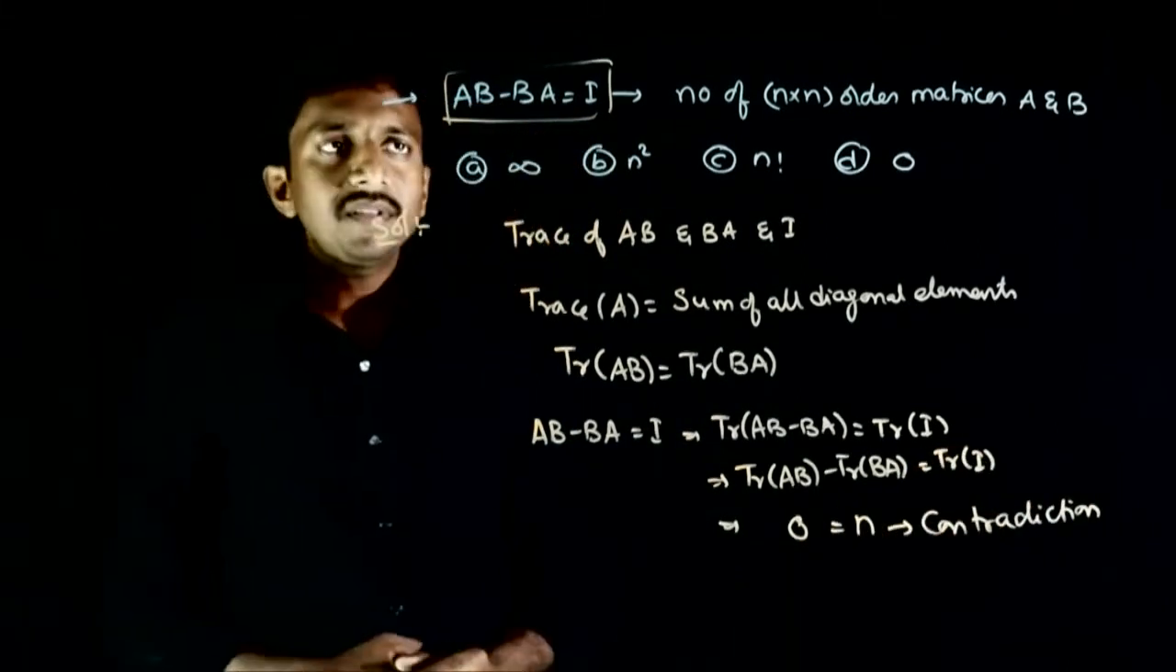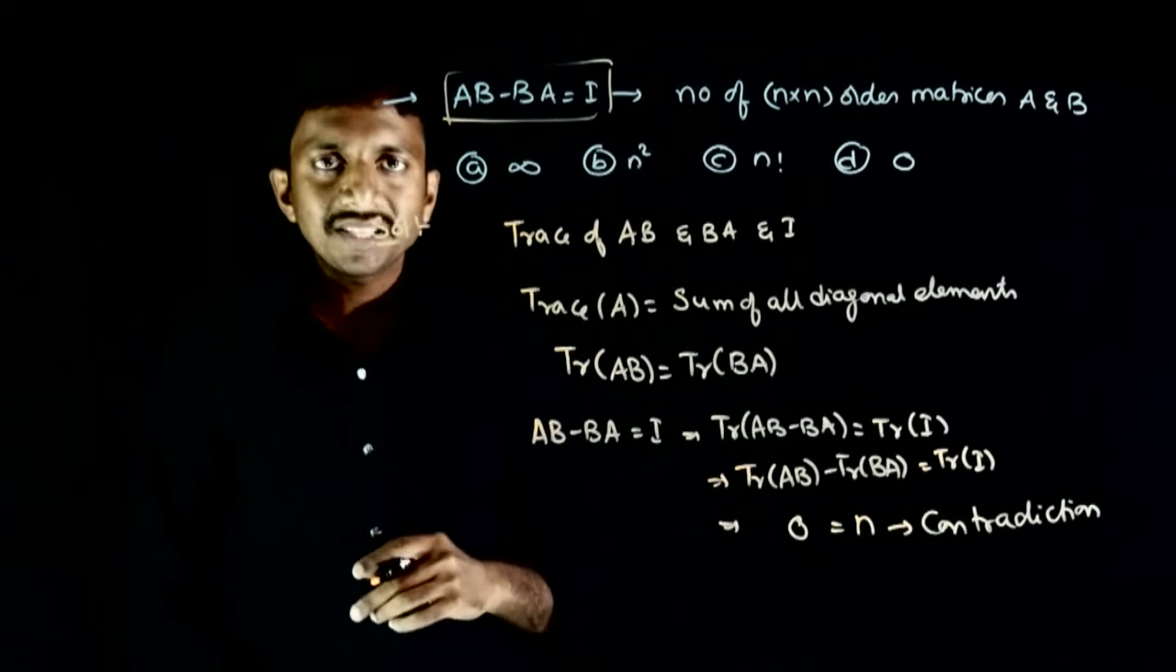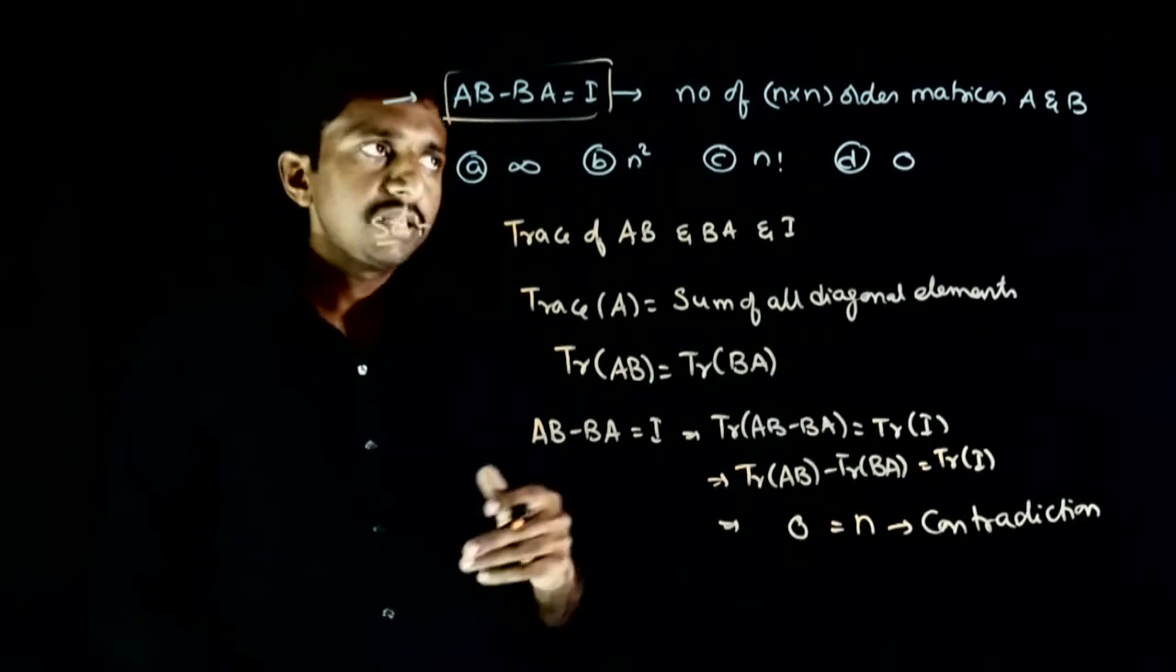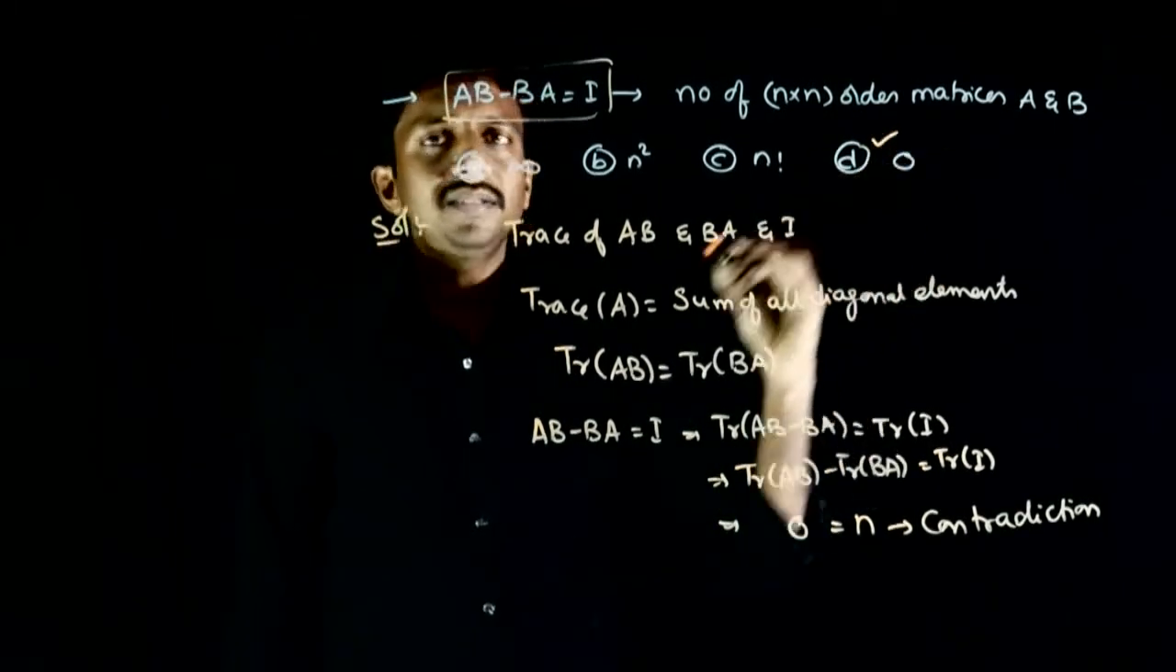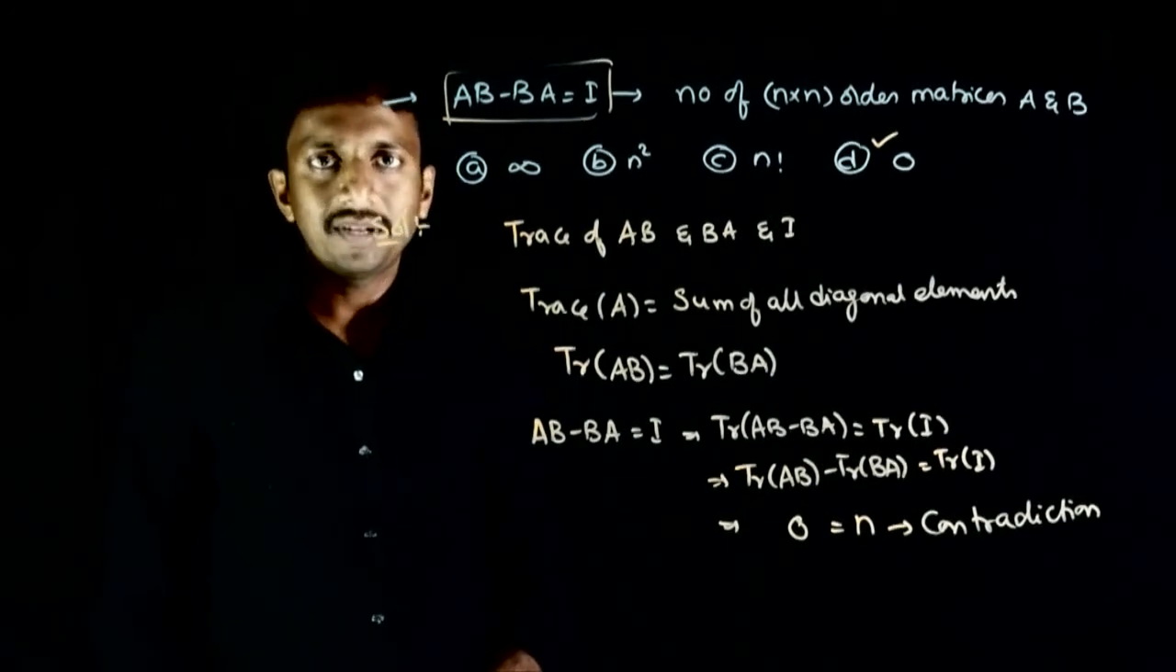So what is the meaning of this? This equation can never be valid because this equation is leading us to a contradiction. So aapko answer hoga 0. So AB minus BA is equal to I is never possible.